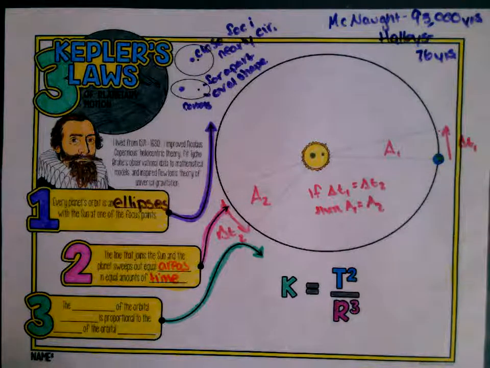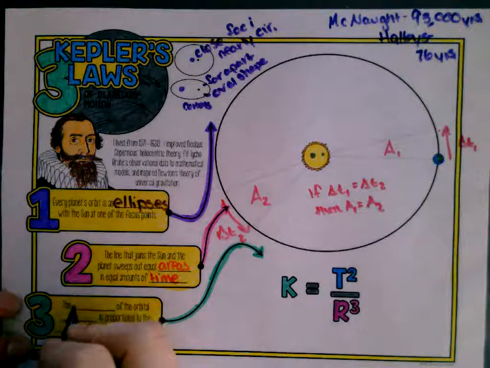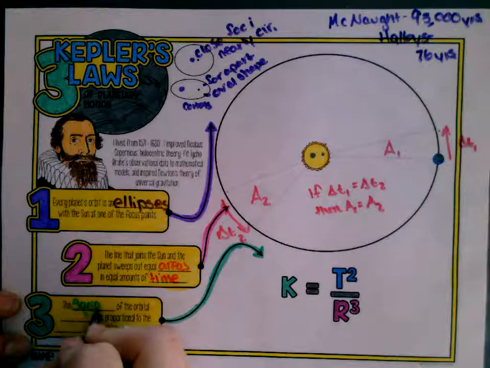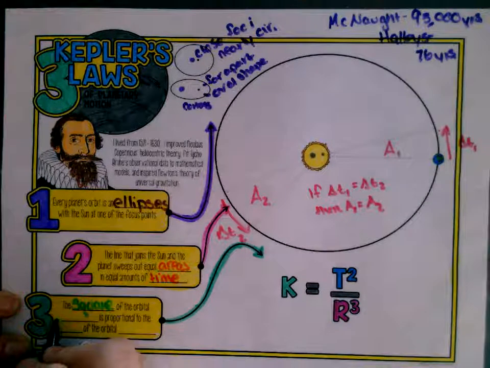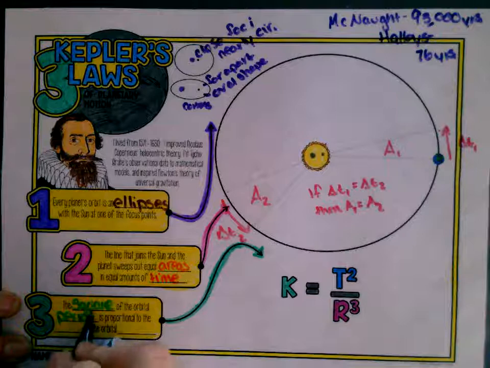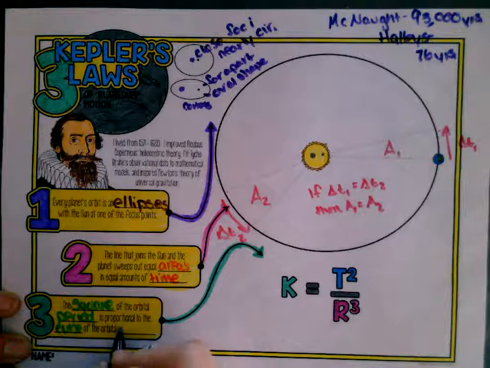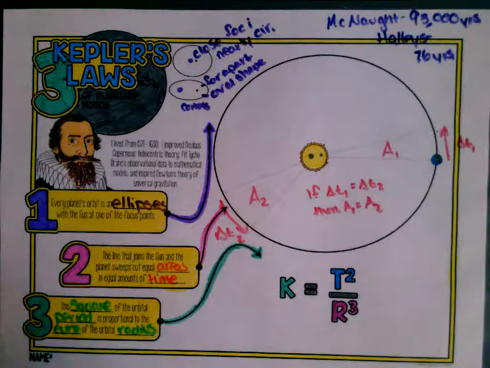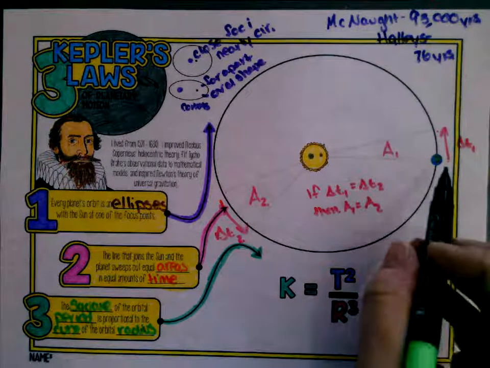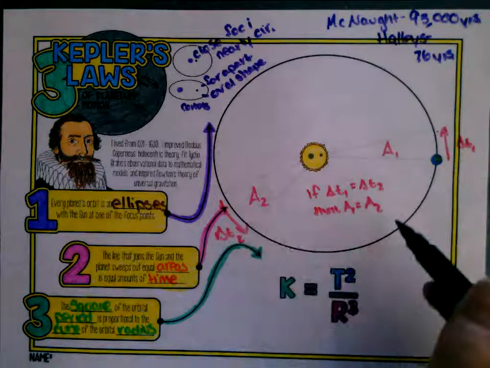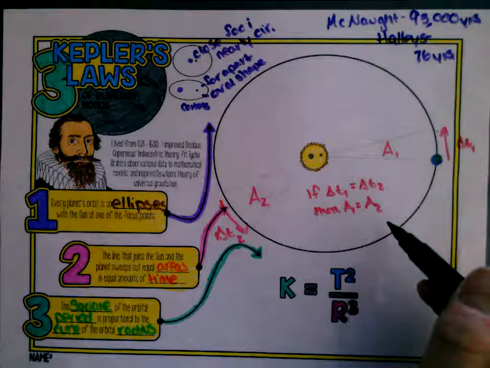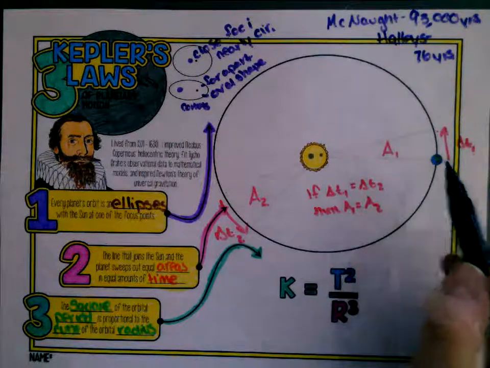The last one of Kepler's laws is that the square of the orbital period is proportional to the cube of the orbital radius. Let me write that out for you. The square of the orbital period is proportional to the cube of the orbital radius. The period is how long it takes to get around one time. The radius is the length from the center to that planet.